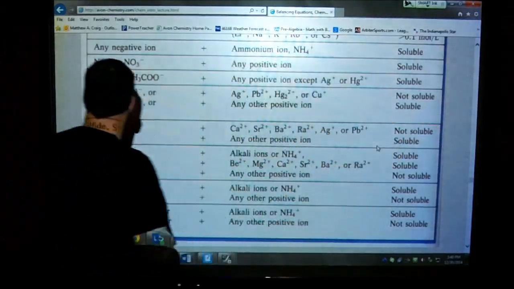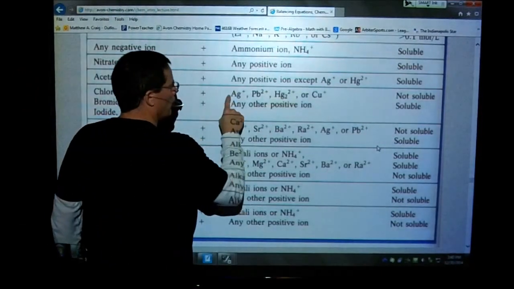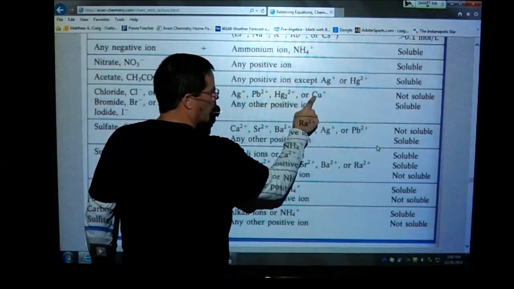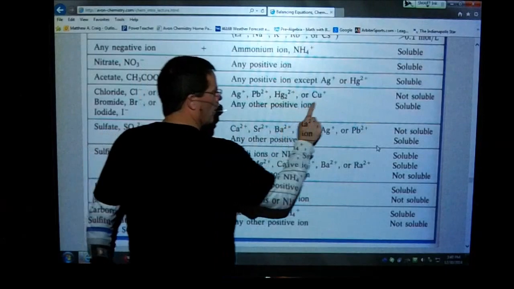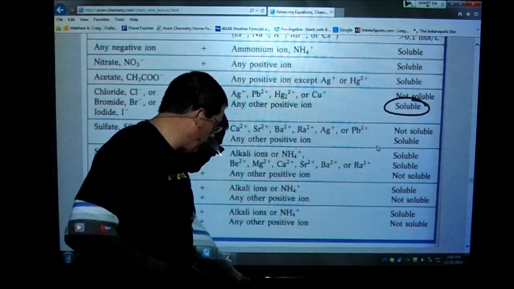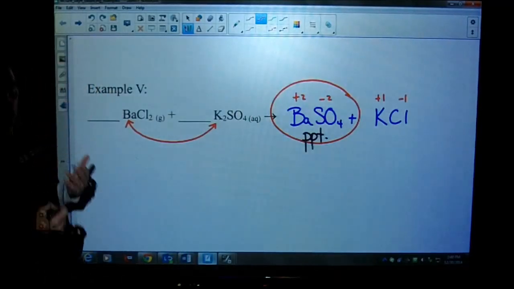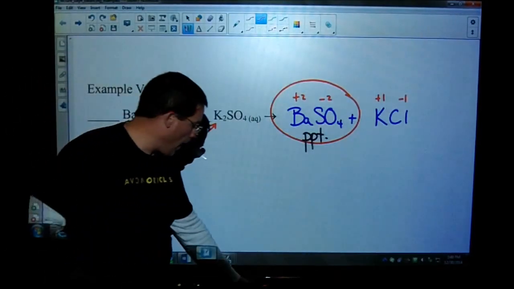So chlorine. Here we go. Is potassium, silver, lead, mercury, or copper? No. Must be any other positive ion. Soluble. So soluble means it's not doing anything. So we're not going to circle that one. However, we still need to balance the number of atoms.